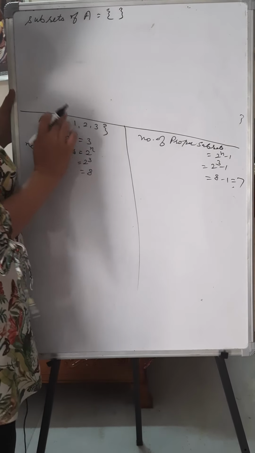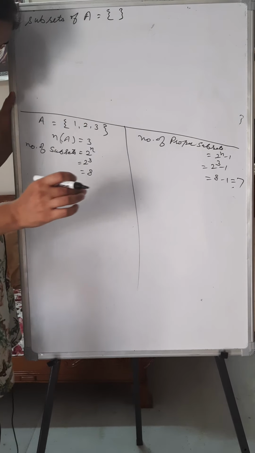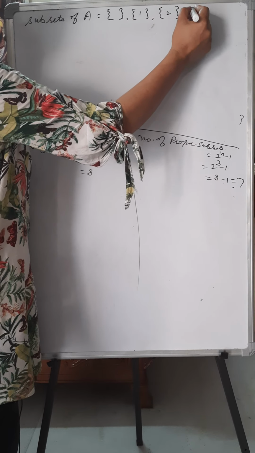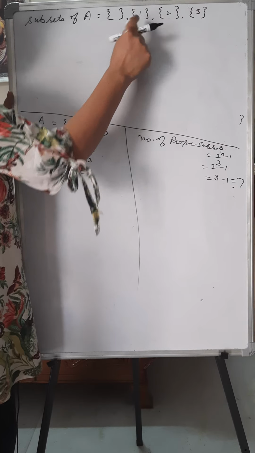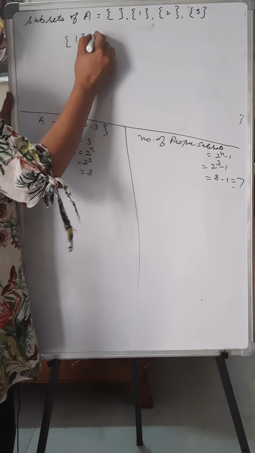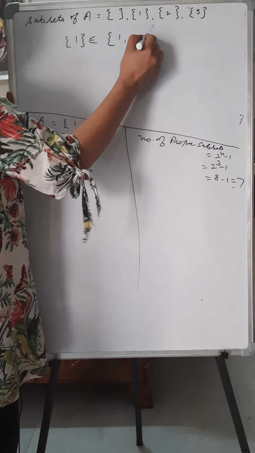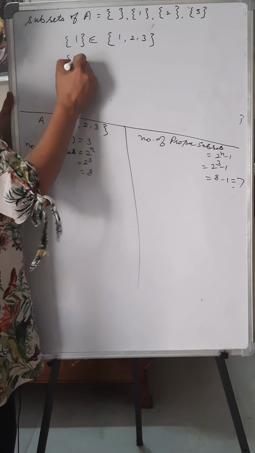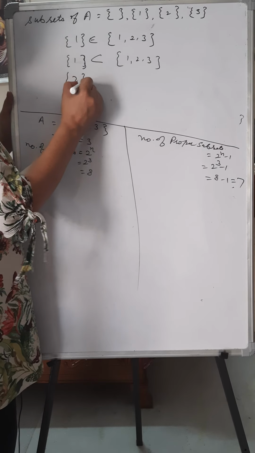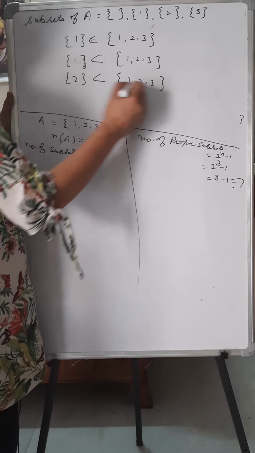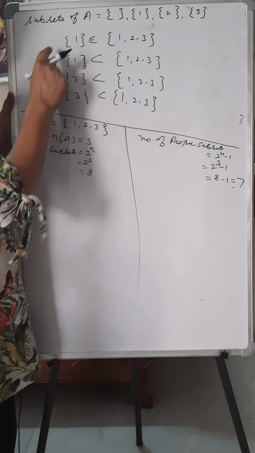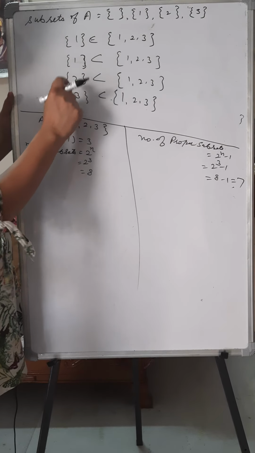Then all the elements are written once within the curly brackets. It means 1 belongs to this set, this is 1 element belonging to set {1, 2, 3}. So {1} is a subset of {1, 2, 3}. Similarly {2} is a subset of {1, 2, 3}. Similarly {3} is a subset of {1, 2, 3}. That's why I am taking it individually, 1, 2 and 3.